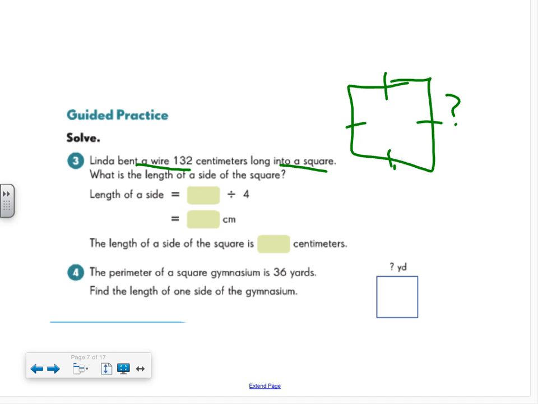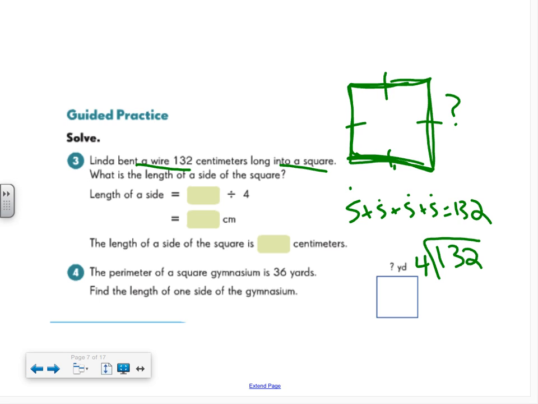Okay, well, if I know that this plus this plus this plus this, sorry, my square is terrible, is 132, and I know that all of these sides are exactly the same, then I can just do 132 divided by 4. And again, 4 can't go into 1, 4 can go into 13 3 times, that's 12, remainder 1. 4 goes into 12 3 times, and there's no remainder. So each side has to be 33 yards.